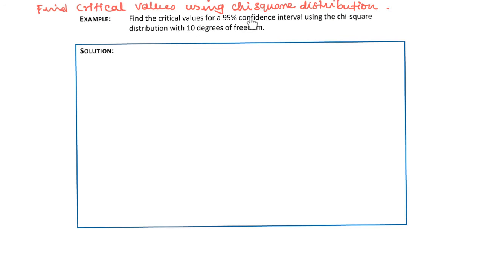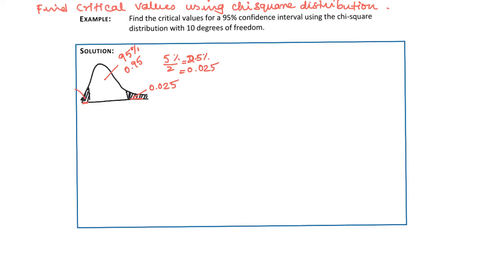Find the critical values using the chi-square distribution. We need to find the critical values for 95% confidence interval and 10 degrees of freedom. So this area is 95%, that means 0.95. So sum of these two areas will be 5%. So 5% if I divide by 2, I'll get 2.5%, that is 0.025 in decimal. So this area is 0.025. This one is also 0.025.